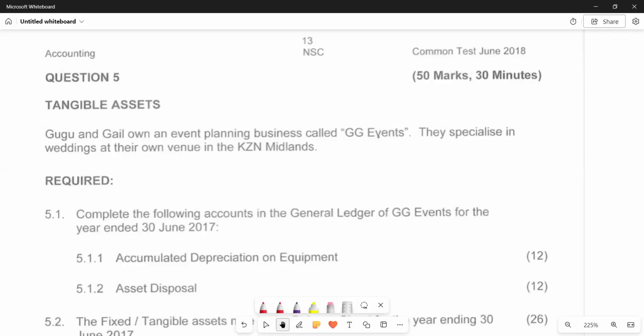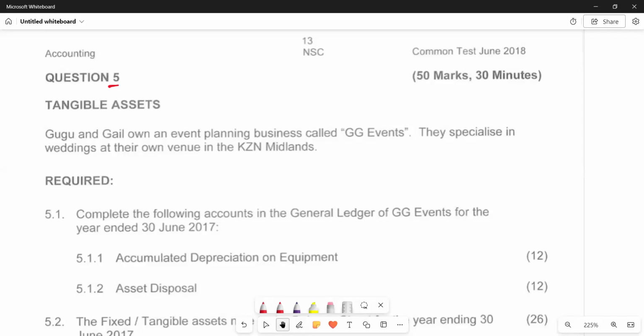In this video, I want to look at a question on tangible assets notes. So we are going to go through the question. This question, which is question 5 from this question paper, reads that Google Girl owns an event planning business called GG Events. They specialize in weddings at their own venue in the KZN Midlands.